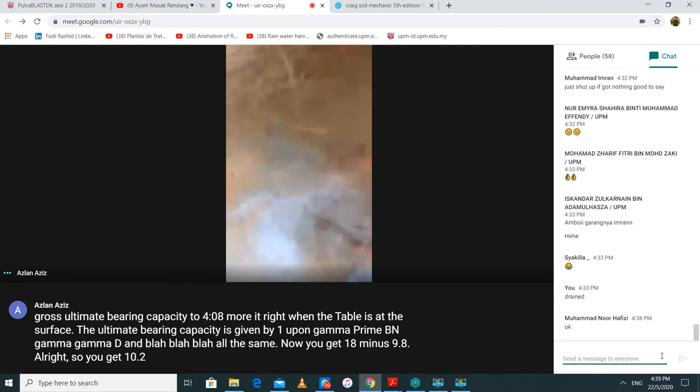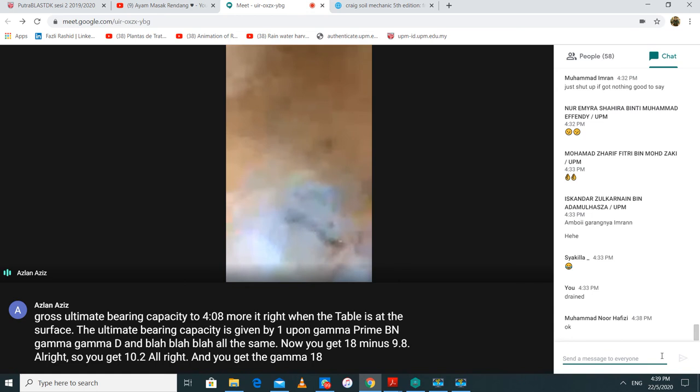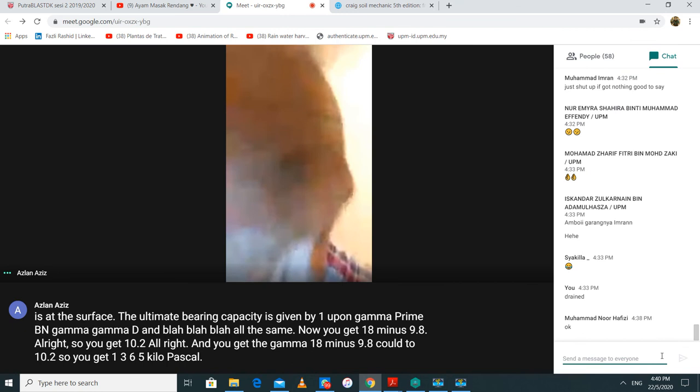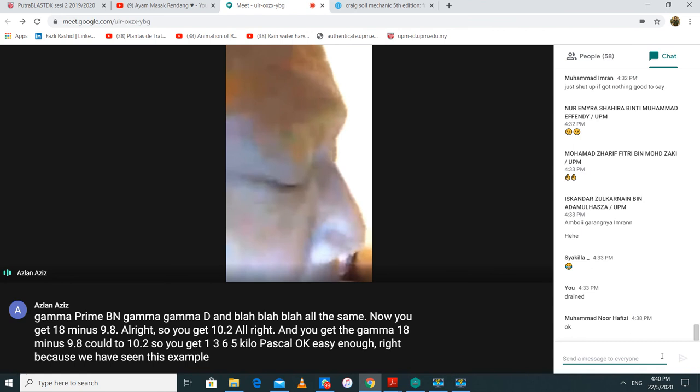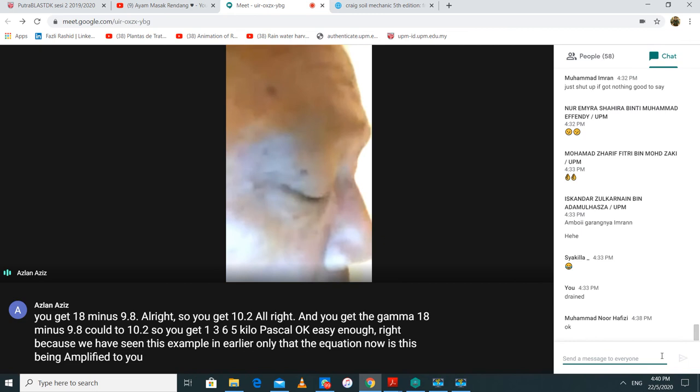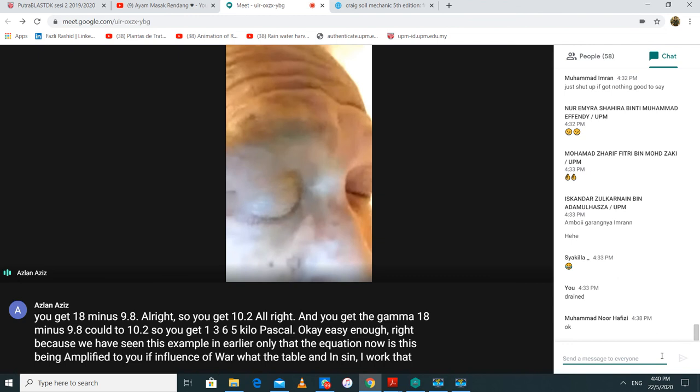All right, and you get gamma 18 minus 9.8 equal to 10.2. So you get 1365 kilopascal. Okay, easy enough, right? Because we have seen this example earlier, only that the equation now is amplified to include the influence of the water table and in sand. I worked that equation just now in the drained situation for the clay, all right? Okay, for Terzaghi and Pat.